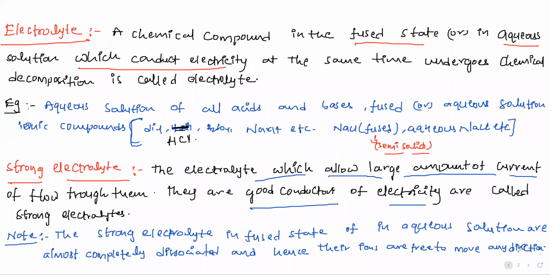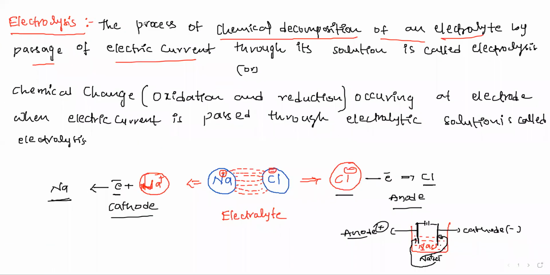What are those? The first one, electrolysis definition: the process of chemical decomposition of an electrolyte by passage of electric current, or the chemical change with oxidation and reduction occurring at the electrodes, is called electrolysis. Okay, now this is the example, the formation of NaCl. This is the electrolyte solution, and it produces Na plus ion. It forms mostly near the cathode, and chlorine mostly near the anode.